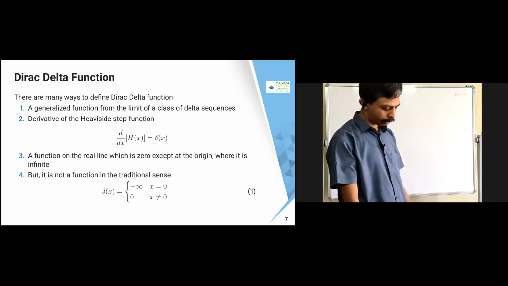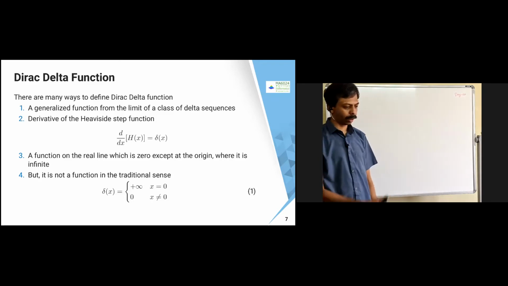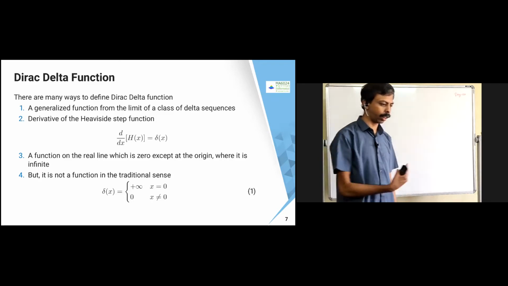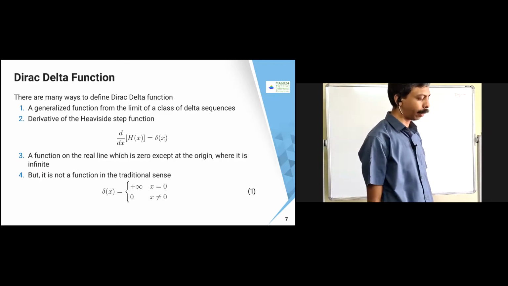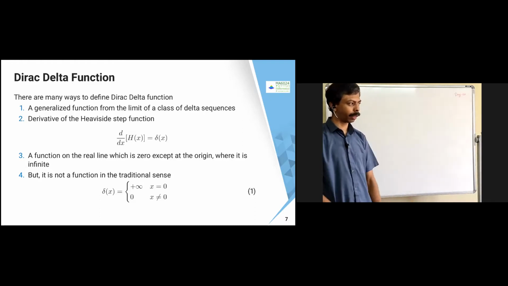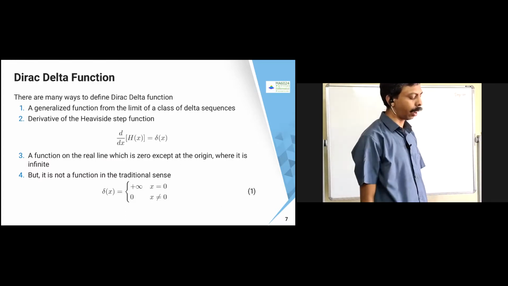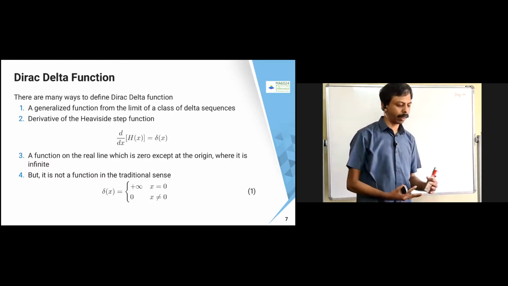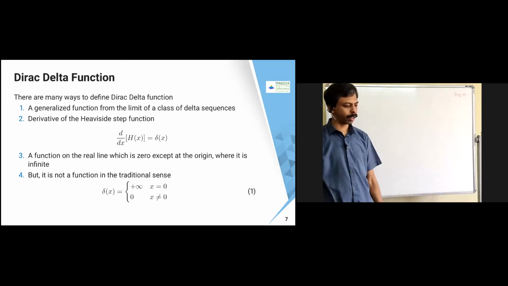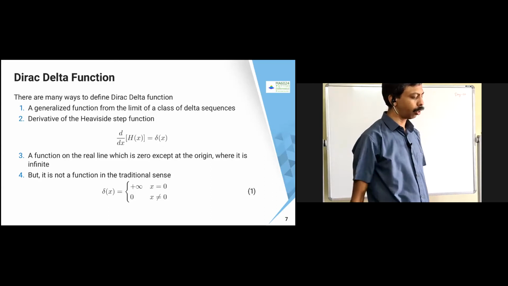So the Dirac delta function has many ways to define. One is that the derivative of the Heaviside function itself is a Dirac delta function. Other ways are there. It's not a function first of all. It's not a function in the traditional sense, because at x equal to 0 it's assigning some infinite value, so it is not a traditional function. So delta of x equals infinity if x equals 0 and 0 if x is not equal to 0.